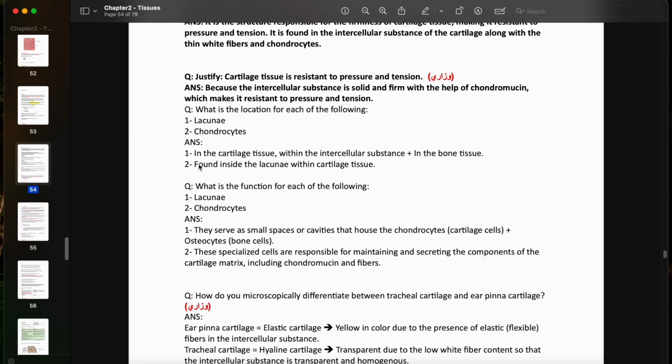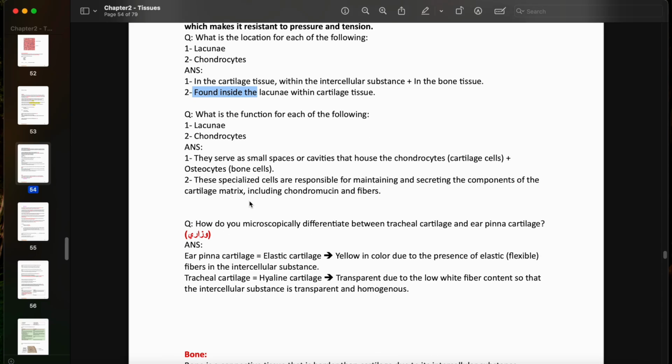The chondrocytes are found inside the lacunae within the cartilage tissue. So if they ask you about the location of chondrocytes, you already know it's within the cartilage tissue, but you should mention that it is found inside the lacunae. So the lacunae contain these cartilage cells.